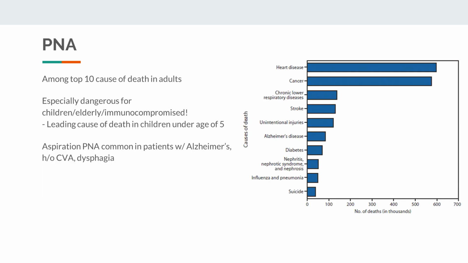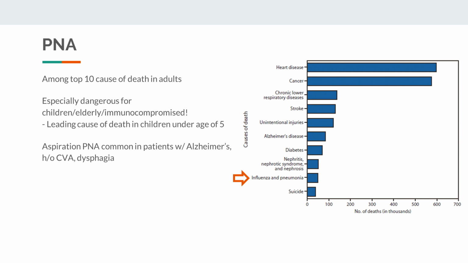Pneumonia, as common as it may be, can be very serious. It's actually among the top 10 causes of death in adults as it can progress to sepsis, respiratory failure, and other complications. Pneumonia is especially dangerous for children, elderly, and the immunocompromised. It's the leading cause of death in kids under the age of 5, and in patients with Alzheimer's or strokes who may have deficits such as dysphagia, aspiration pneumonia is an unfortunately common complication.